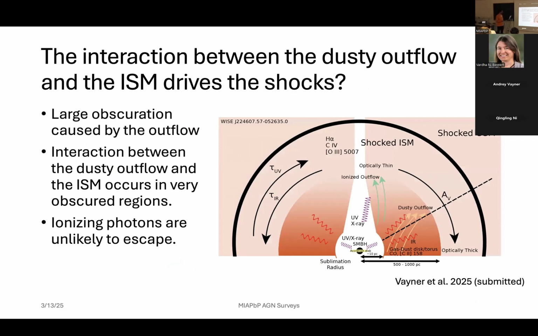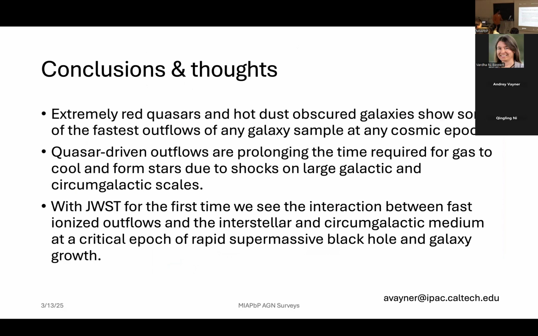We're going to talk a little bit more about some of the structures next week, but the point here is that we think the source is highly obscured, and we have this thin, narrow region from where the ionizing photons are able to escape. A lot of the obscuration is perhaps happening in this dusty outflow. So I'm going to leave some of my conclusions and thoughts here, and I'll take any questions.